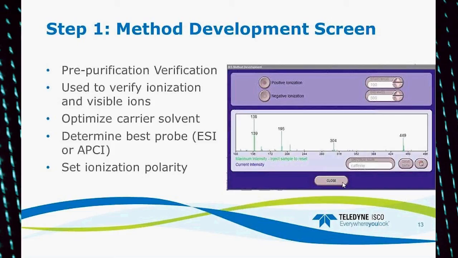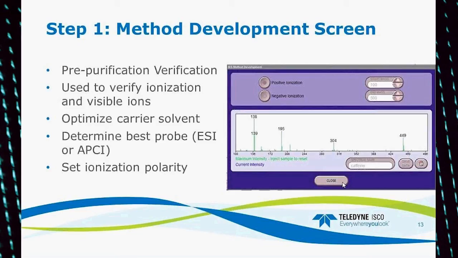Sometimes people switch from methanol to acetonitrile. They switch the modifier from formic acid to trifluoroacetic acid, rerun on this screen, and determine which is better, which gives them a better mass or a better signal. You can determine the best probe to use. You can switch on the mass spectrometer between ESI or APCI in a couple of minutes.